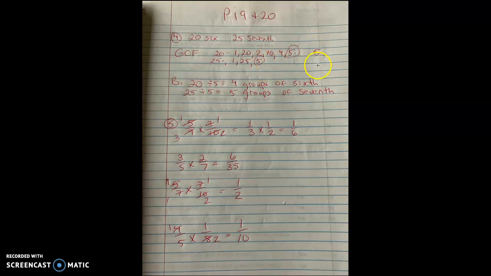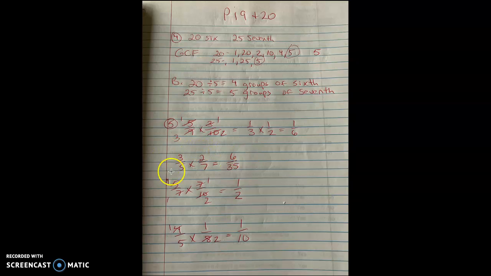That's the biggest number that'll go into both of these evenly. So for B, 20 sixth graders divided by 5 in each group, you're going to have 4 groups of sixth graders. 25 divided by 5 is going to be 5 groups of seventh graders. And then on question number 5, I cross-canceled and I got 1/3 times 1/2 equals 1/6.